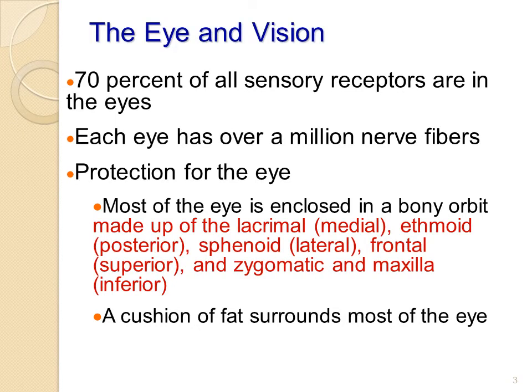70% of all sensory receptors are in the eyes. So each eye has over 1 million nerve fibers. Protection of the eye: most of the eye is enclosed in a bony orbit. This bony orbit is made up of the lacrimal, ethmoid and sphenoid, frontal and zygomatic, and maxilla. A cushion of fat surrounds most of the eye.